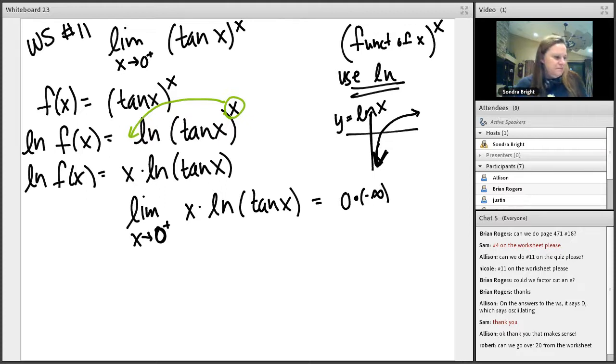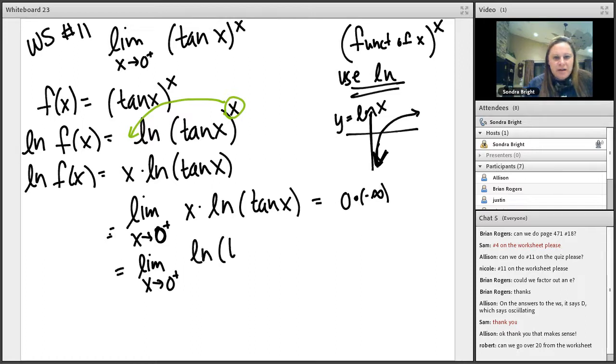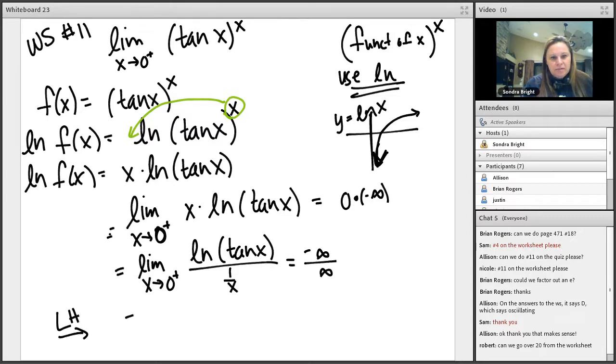So what you're going to do is rewrite this guy so that you can use L'Hopital's rule. So we're going to do the limit as x goes to 0 from the right of the natural log of the tangent of x, and then over 1 over x, since that's the same thing. And so now I've got technically, from the right, a negative infinity over an infinity. So that means you can do L'Hopital's rule. Take the limit as x goes to 0.